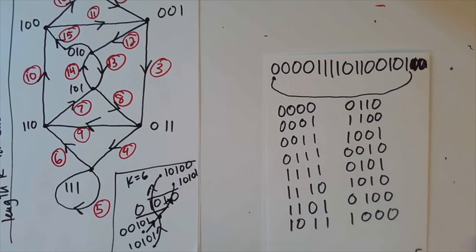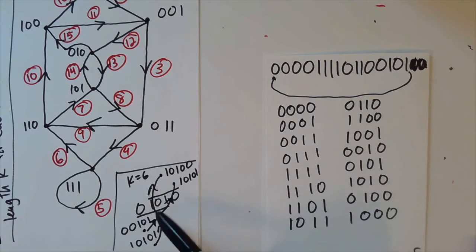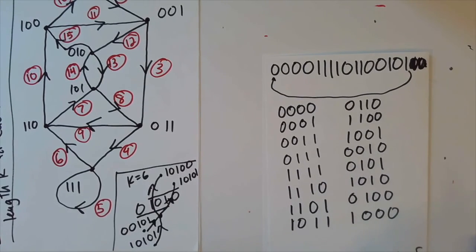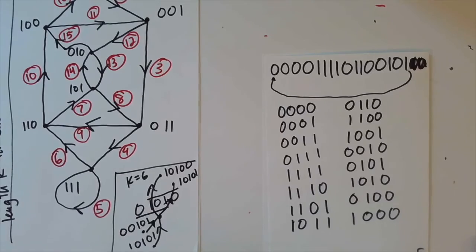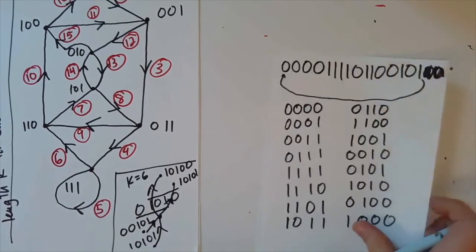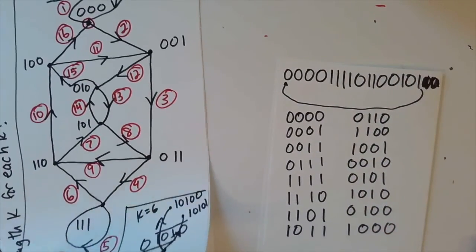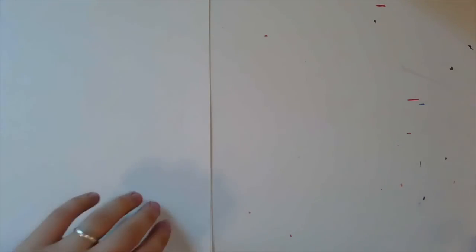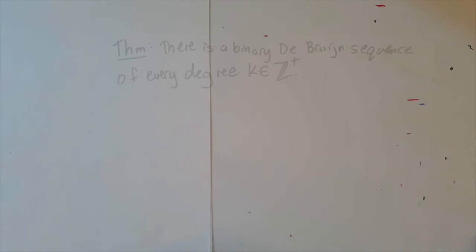Okay. And so the in degree and the out degree for any of these graphs, from k equals 1 up to k equals 3000 or higher, however high you want, they're always going to have in degree equal out degree equal 2 for every vertex. And so it's always going to be possible to come up with this. And so then our theorem is that there is always a binary de Bruijn sequence of each length.